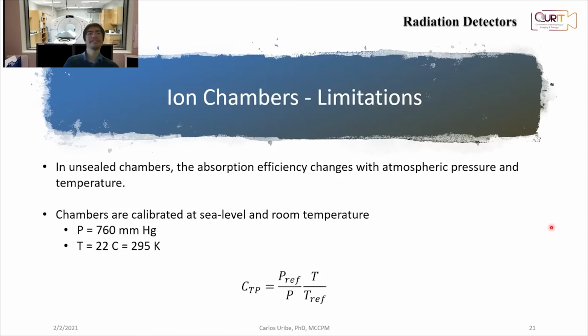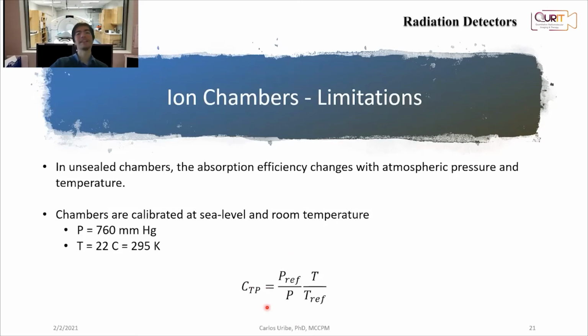There's another limitation. If you are using unsealed chambers, those that are exposed to atmospheric pressure, then there might be differences in absorption efficiencies if, for example, you are at sea level compared to up a mountain. There are also differences in pressure if you're at 22 degrees Celsius, which would be room temperature, compared to 40 degrees Celsius. These chambers are calibrated for sea level and room temperature, but if you are doing your measurements in different conditions, then there is a correction factor that needs to be taken into account.